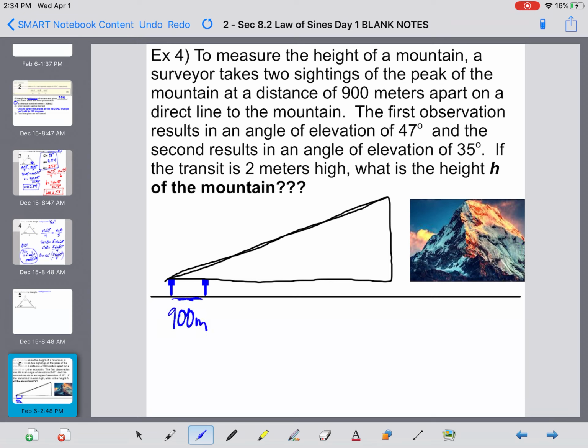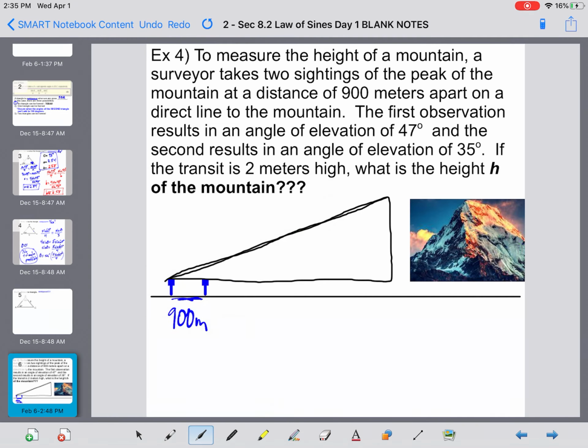And by the way, this is how they measure the heights of mountains, right? There's no tape measure that can go from the ground up to the top of this mountain peak and measure it, right? That doesn't make any sense. So this is how someone would do it. So he takes 2 sightings, 900 meters apart. Okay, let's put 900 meters there. The first observation results in an angle of elevation of 47 degrees to the top of the mountain.